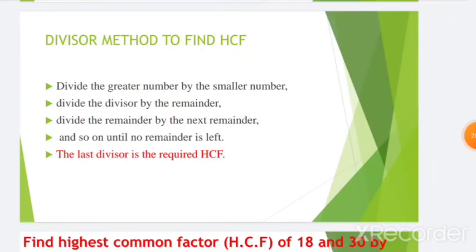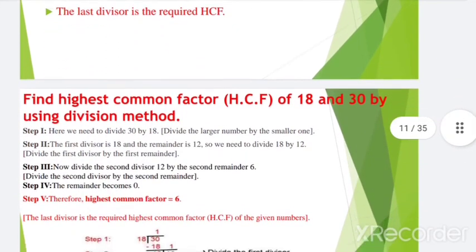Yes children, this is the divisor method to find the HCF, or you can say the division method to find the HCF. Now the steps to be followed are: divide the greater number by the smaller number, next divide the divisor by the remainder, then divide the remainder by the next remainder, and so on, continuing until no remainder is left. And the last divisor is our required HCF. Let us solve some questions to understand this better.